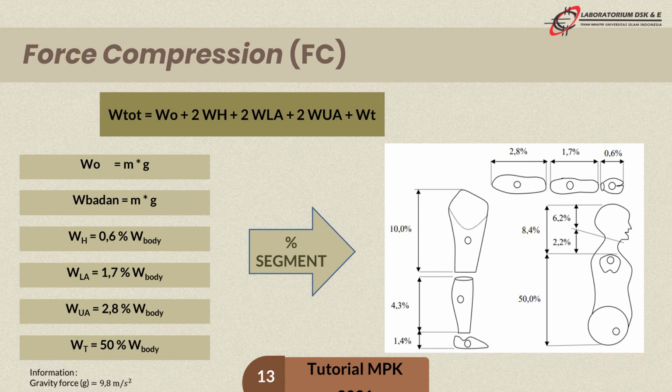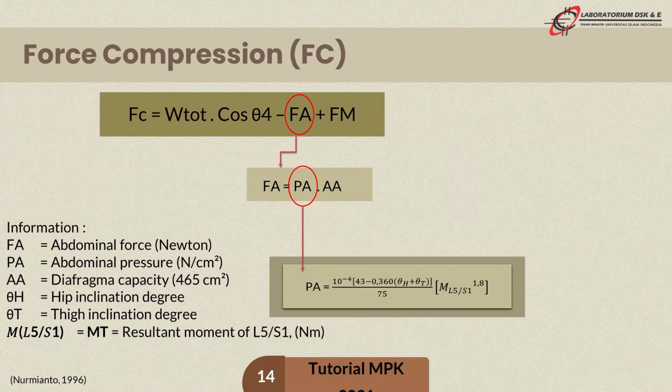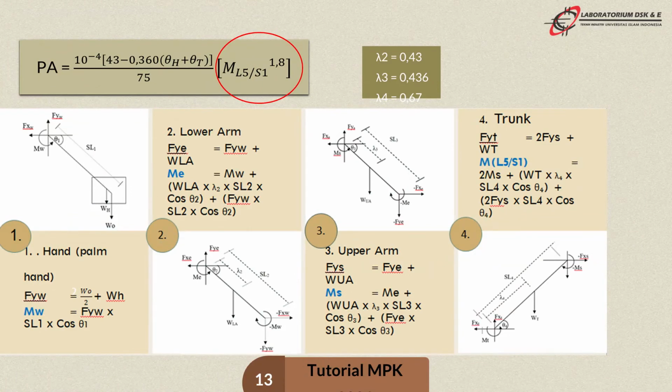After calculating the total weight, the second step is calculating the abdominal compressive force, or FA. The formula of FA is PA multiplied by AA, with AA, namely the area of the diaphragm, fixed at 465 cm squared. For PA, or stomach pressure, with a formula like on this video, this abdominal pressure formula uses the resultant moment at L5S1. Now, calculating the resultant moment is on the next slide.